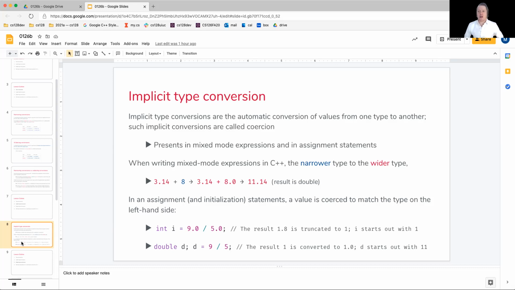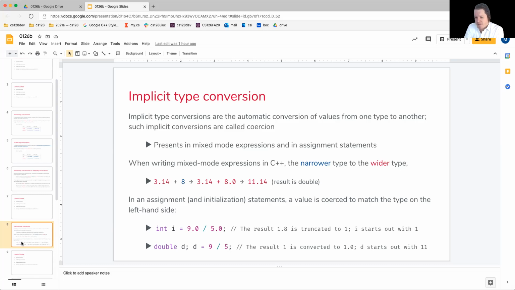So these are conversions that we have not explicitly initiated. They'll kind of happen on their own through the execution of our program. This frequently occurs in mixed mode arithmetic expressions, or just mixed mode expressions in general. And in addition to this, in assignment statements and also during the initialization of our variables.